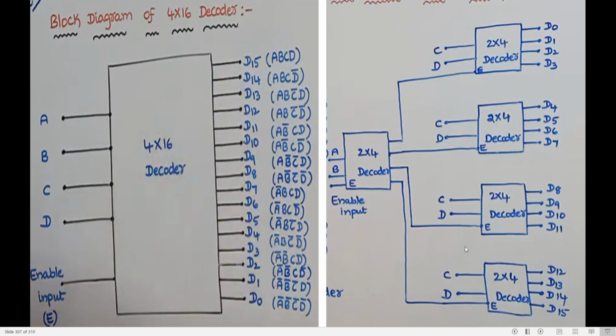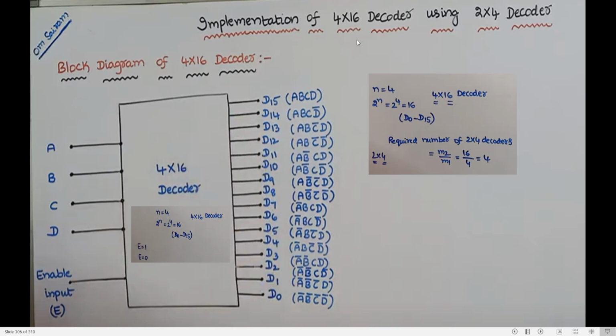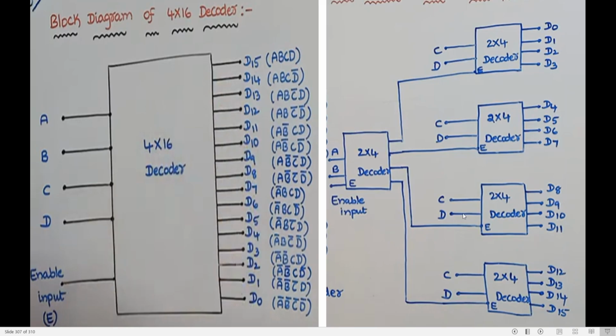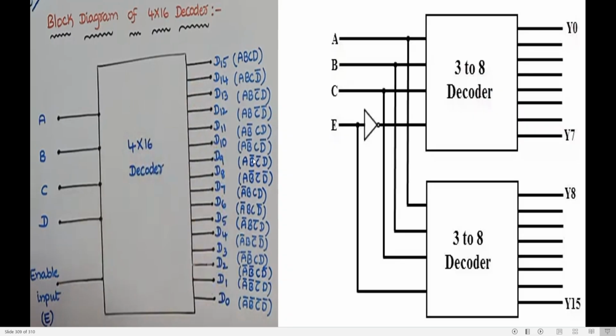So, in this video, we have seen how to construct a higher order 4 by 16 decoder using 2 by 4 decoders. And we have also seen how to construct a 4 by 16 using 3 by 8 decoders. Thank you.